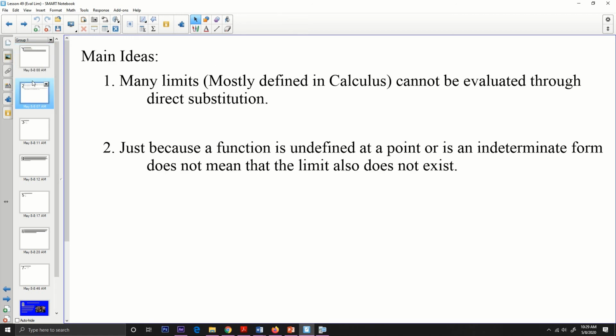So, main ideas. Many limits, and these are mostly limits that you'll see in calculus, cannot be evaluated through direct substitution, which we did a lot of in the last lesson. And again, just because a function is undefined at a point or is an indeterminate form does not mean that the limit also does not exist. So you can have an undefined and still have a limit, and that is hugely, hugely important, especially if you're going to move on to calculus.